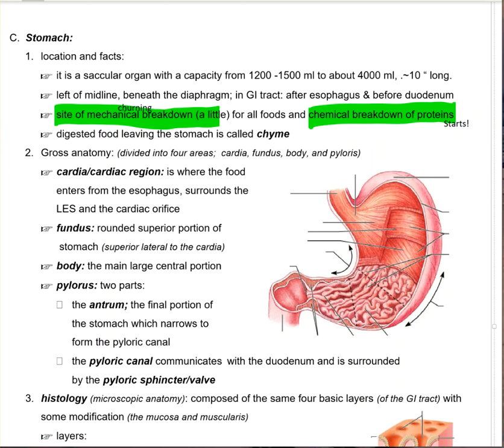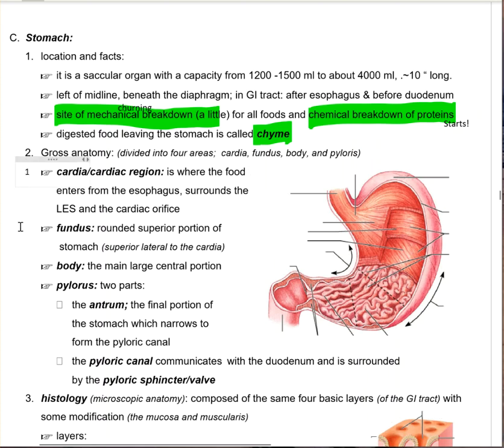Now, as we start to break down and churn this food, it becomes kind of liquidy and kind of like a thick gruel, and we call the stuff that's digested leaving the stomach chyme. Okay, that's a ch word. That's a ka, like chimera, chyme. All right. Now the gross anatomy of the stomach is it's divided into 4 areas. All right, and we'll go ahead and put numbers in here for them.